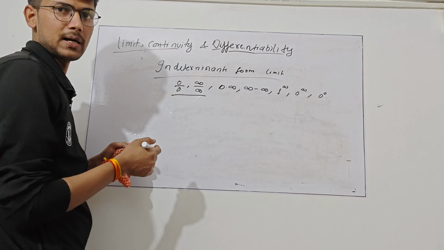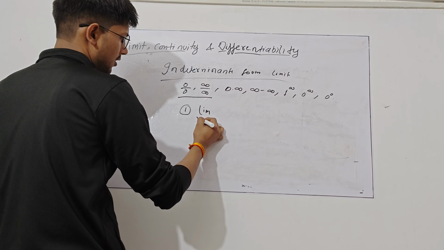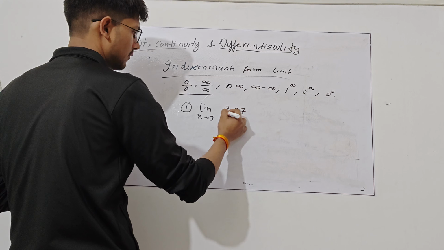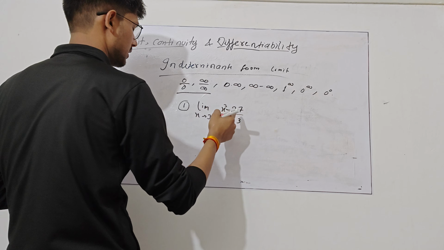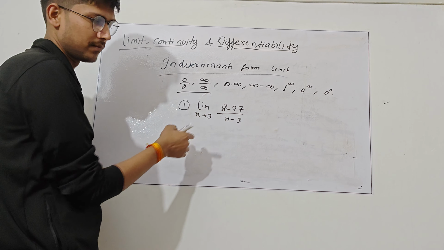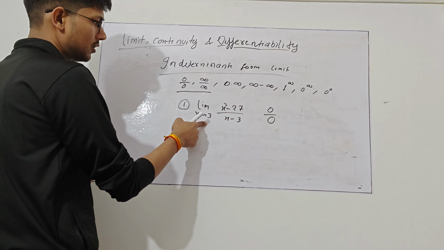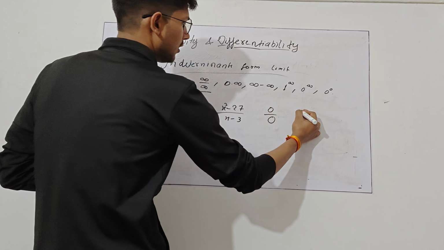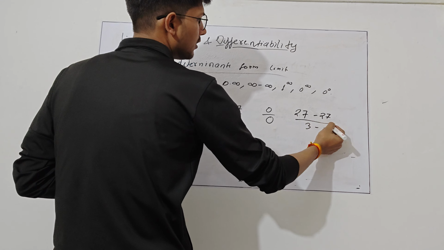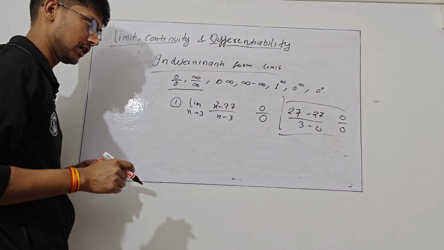We understand by an example. Let an example be limit x tending to 3 of (x cube minus 27) upon (x minus 3). When we put the value 3 in this function, we get the form 0 by 0, because when we put 3 in x cube we have 27, and 27 minus 27 upon 3 minus 3 gives 0 by 0. So we solve this by two methods.